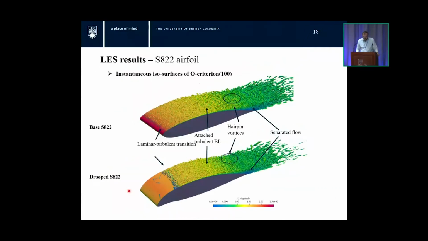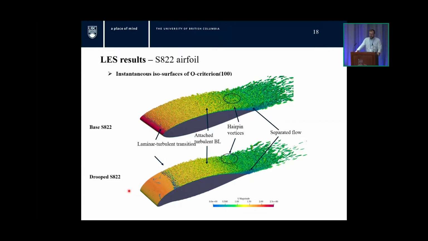Okay, so just to summarize what we saw in the videos, these again show instantaneous isosurfaces of Q criterion. I don't know why it says O criterion, it should be Q. We see again the base airfoil undergoing an abrupt laminar to turbulent transition near the leading edge due to amplification of an inviscid mode, where the boundary layer separates and rolls up into span-wise coherent structures. Those interact and break down into three-dimensional structures very rapidly, reattach as a turbulent boundary layer, and these hairpin vortices evolve and grow in the flow as it flows over the rest of the airfoil.